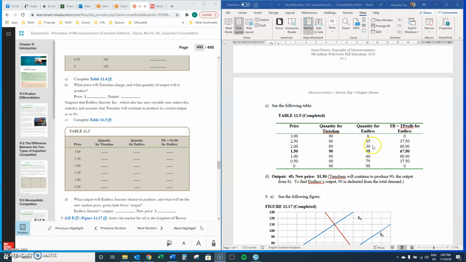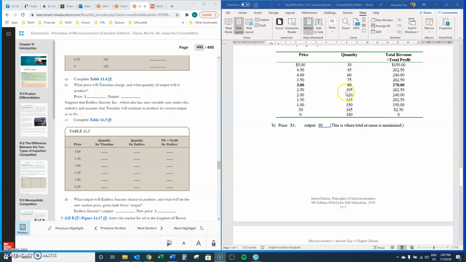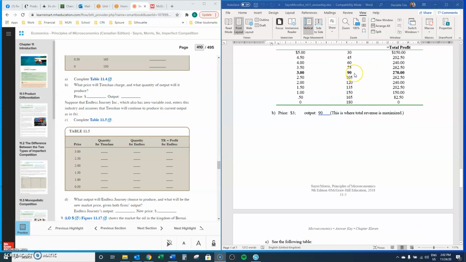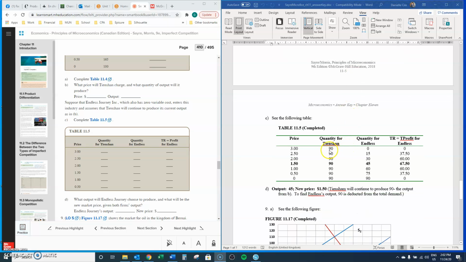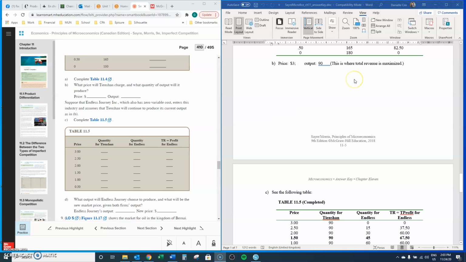How much is the new company going to produce? They don't explain it here very well, but basically, this is the demand that they're faced with. So they start off at $3. So at $3, the demand was 90. So the previous company is going to still make their 90, so there'll be no demand left for the new company. At $2.50, the demand was 105.